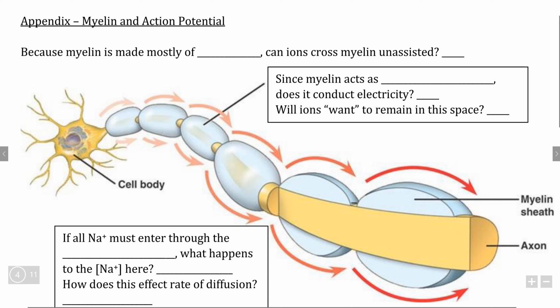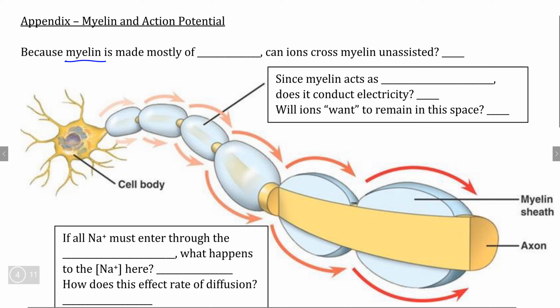Now, in our final video in the series on action potential, we're going to look at the role of myelin and how it helps to speed up the transmission of action potential compared to unmyelinated neurons that have no Schwann cells on the outside of their axon.